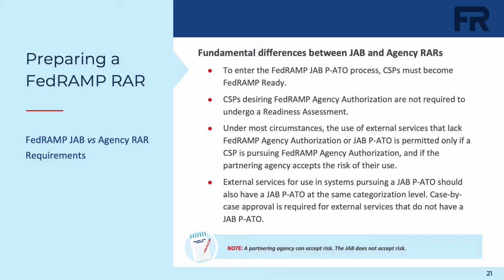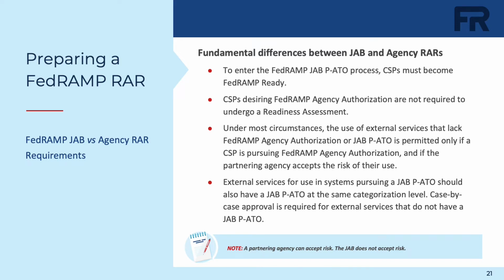There are a few fundamental differences between JAB RARs and agency RARs, such as to enter into the JAB PATO process, CSPs must become FedRAMP ready. CSPs desiring agency ATO FedRAMP authorization, however, are not required to undergo a readiness assessment.